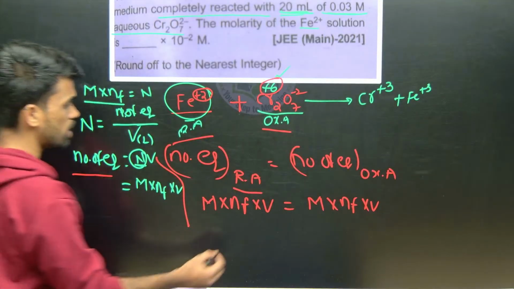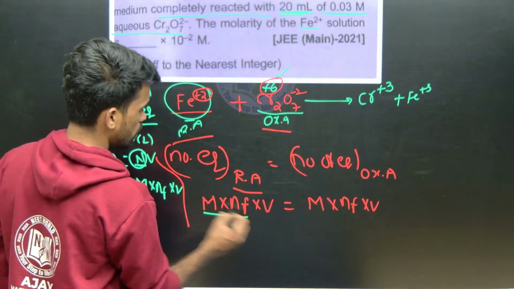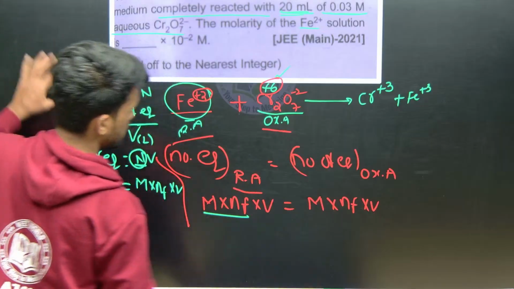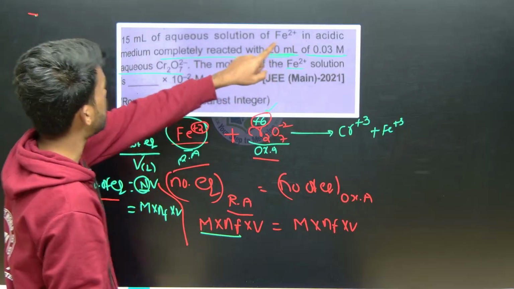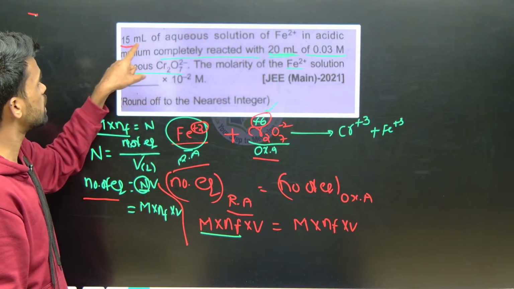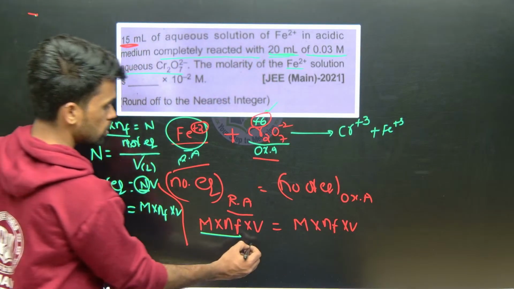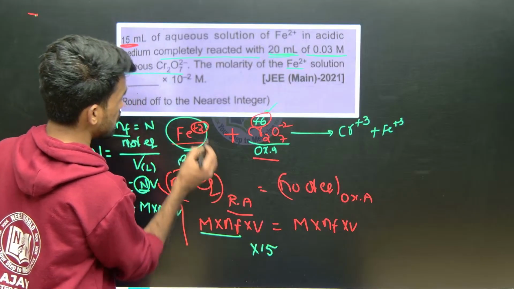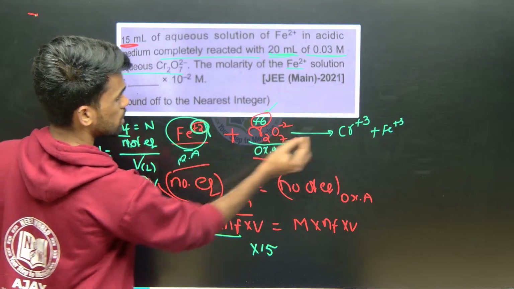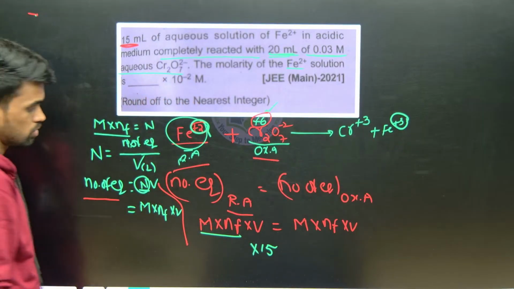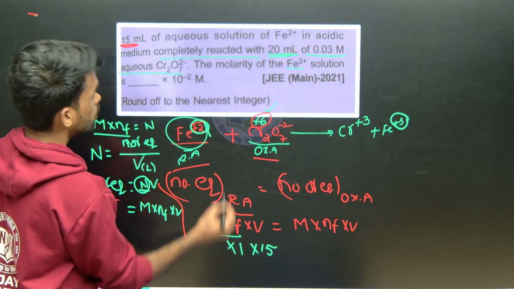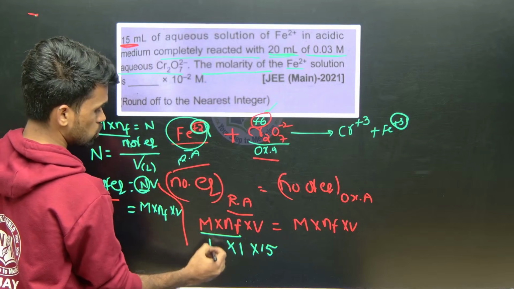Now tell me what happens here. So M into nf, what is the value here? What is the reducing agent? Iron. What is its volume, what data have they mentioned? 15 ml. So the volume is 15 ml, and what about its n factor? See, plus 2 is converting into plus 3. It means how many electrons are involved? 1. And they are asking the molarity of this ion. So M they are asking.